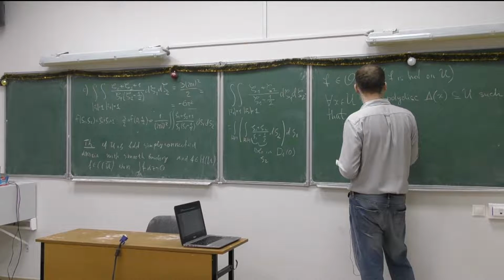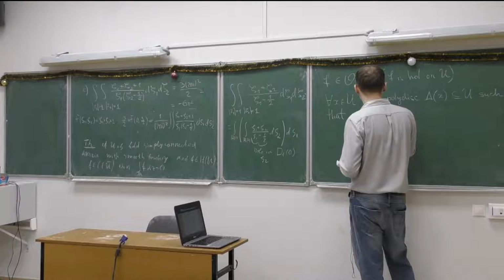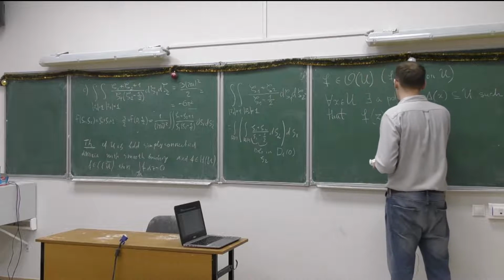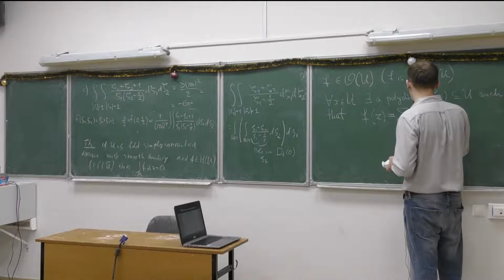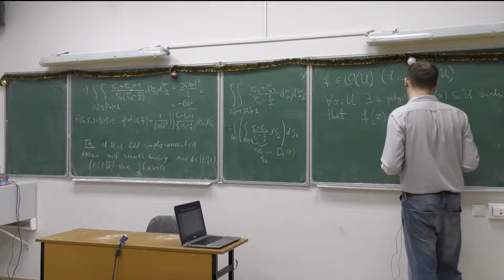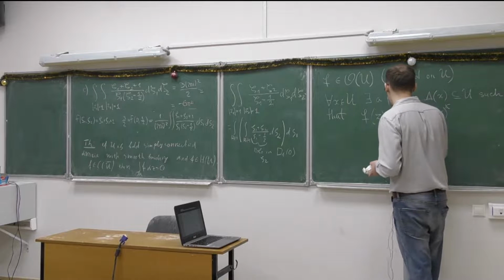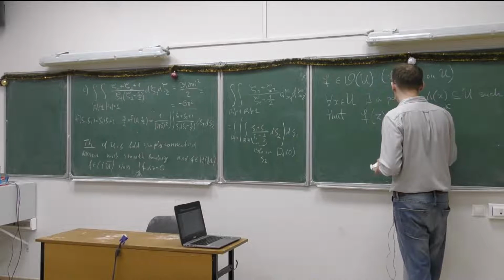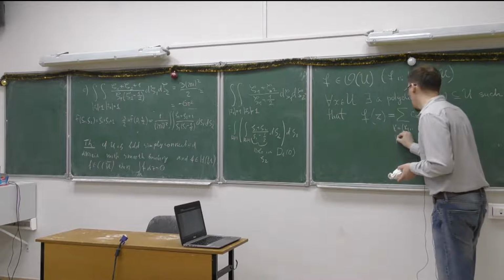F such that f of z is equal to the sum of the series, the sum of c_k times (z minus x) to the power k. Now k is (k1, ..., kn). It's a multi-index, and the k_j are non-negative integers.